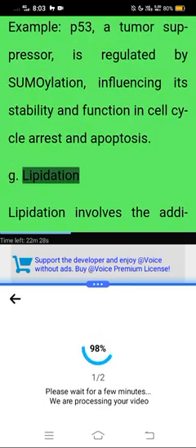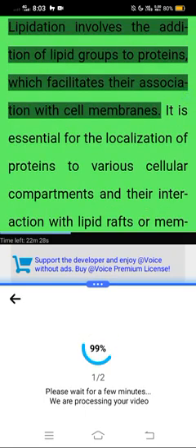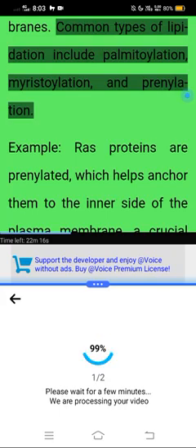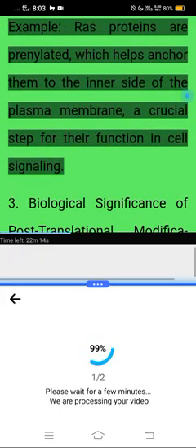G. Lipidation. Lipidation involves the addition of lipid groups to proteins, which facilitates their association with cell membranes. It is essential for the localization of proteins to various cellular compartments and their interaction with lipid rafts or membranes. Common types of lipidation include palmitoylation, myristoylation, and prenylation. Example: Ras proteins are prenylated, which helps anchor them to the inner side of the plasma membrane, a crucial step for their function in cell signaling.